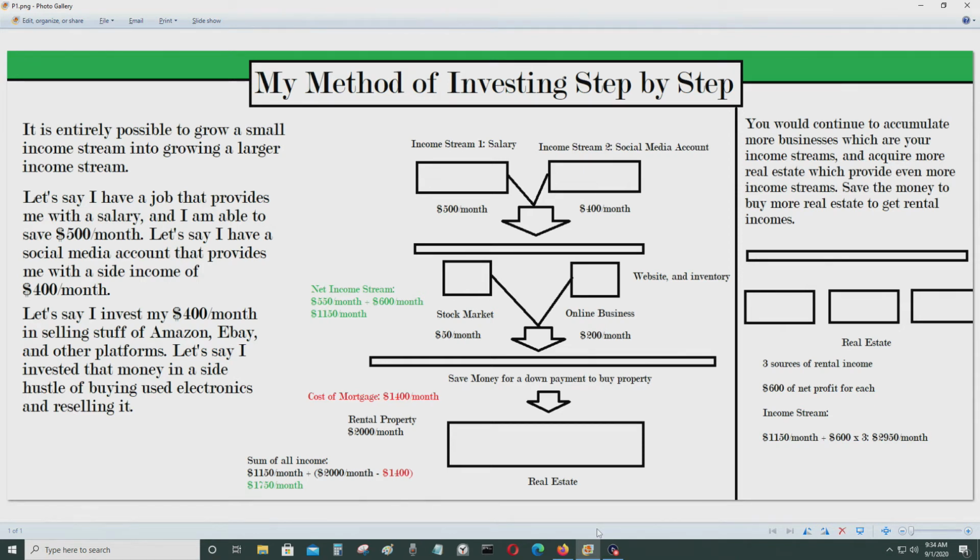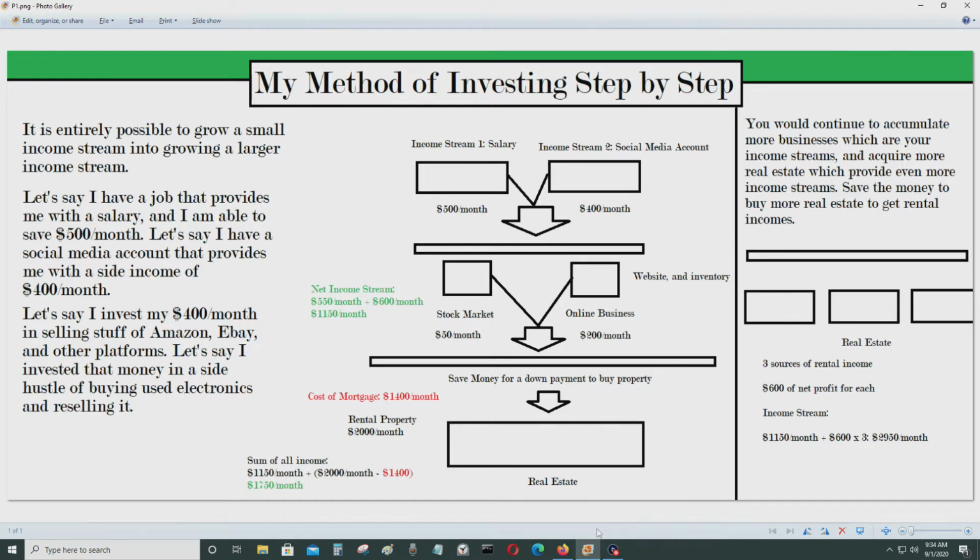Okay, today I'll be talking about the approach that I use in investing to create income streams. So, this is what I actually do to increase my income, or have been doing for a while.